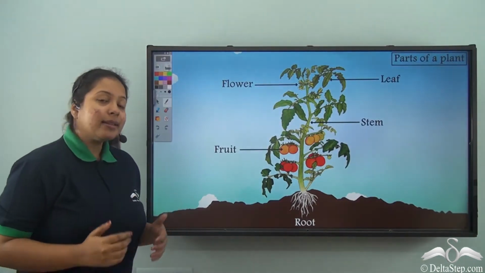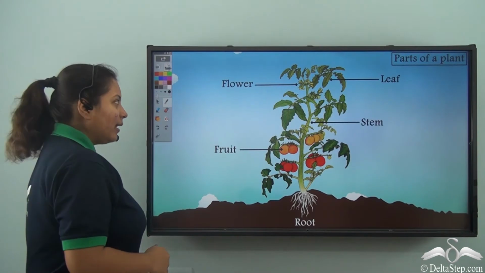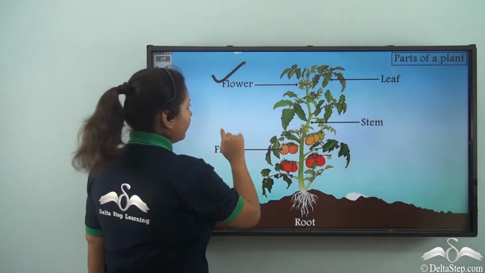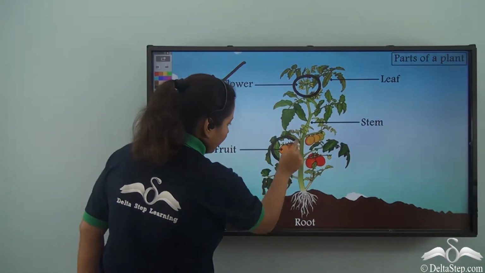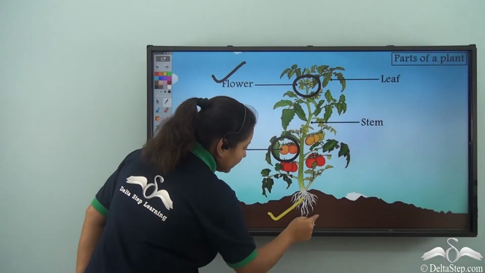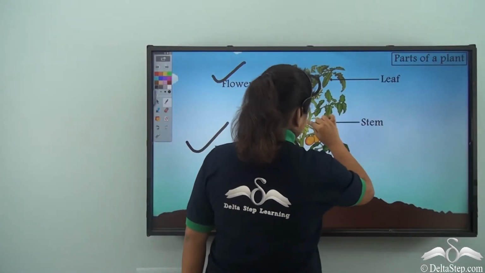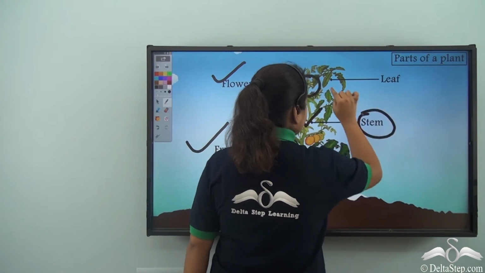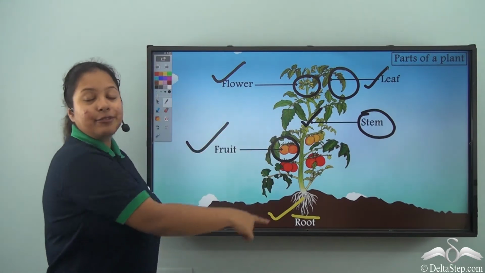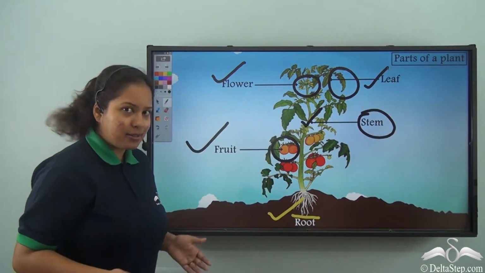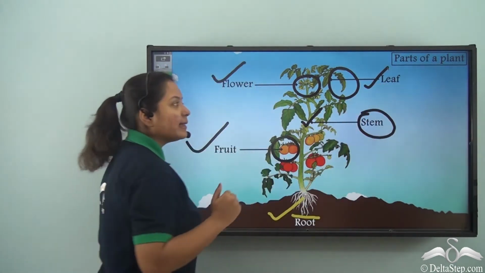Now, what are the body parts of the plants that we have learned before? Well, these are flower over here, fruit, the root underneath, the stem and the leaf. So, these are the different body parts that we had learnt before, like the flower, fruit, root, stem and leaf.